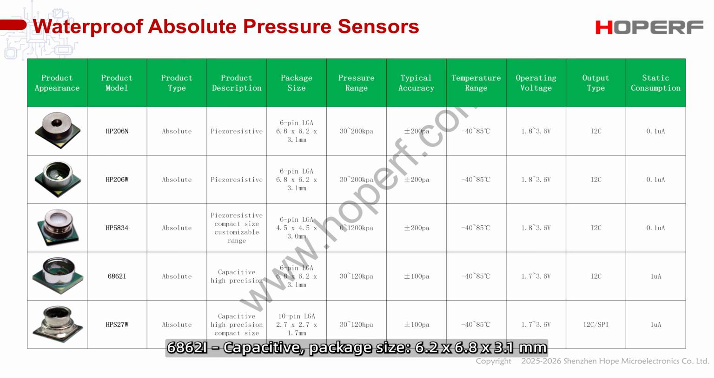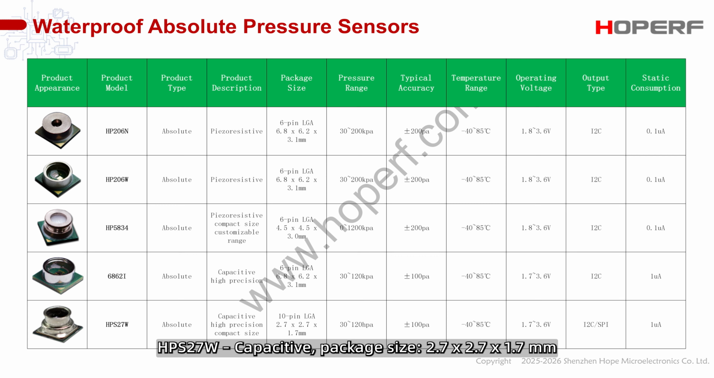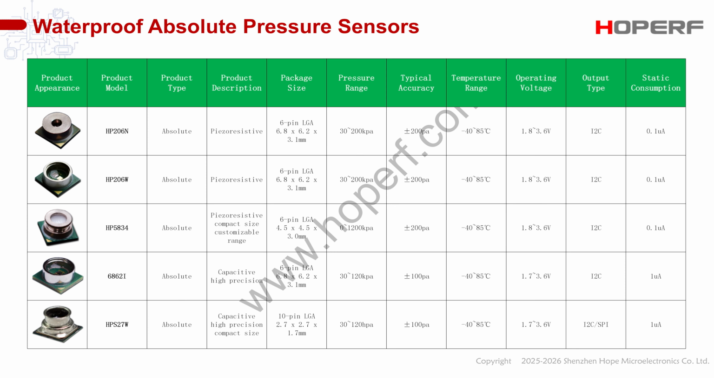6862I, capacitive. Package size 6.2 by 6.8 by 3.1 millimeters. Pressure range 30 to 120 kilopascals. Pressure accuracy plus or minus 100 pascals. HPS27W, capacitive. Package size 2.7 by 2.7 by 1.7 millimeters. Pressure range 30 to 120 kilopascals. Pressure accuracy plus or minus 100 pascals.